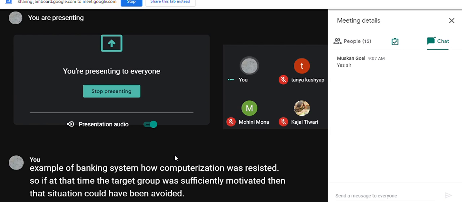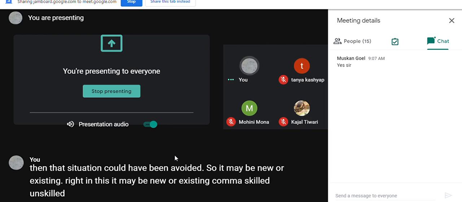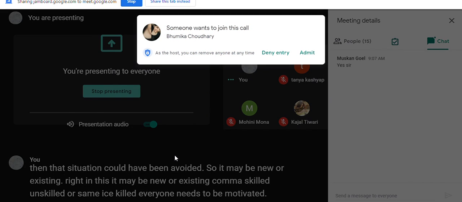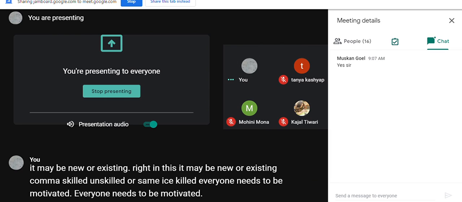So it may be new or existing, skilled, unskilled, or semi-skilled. Everyone needs to be motivated for the change.